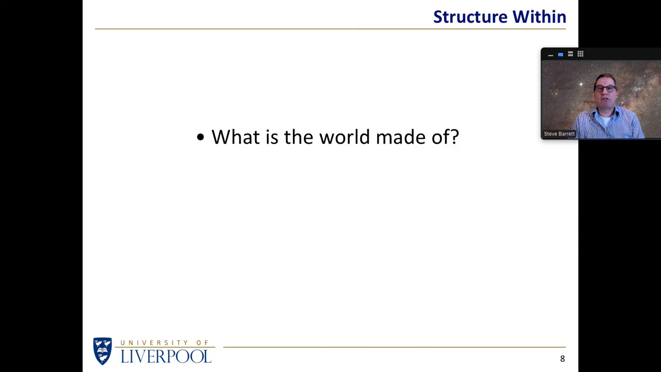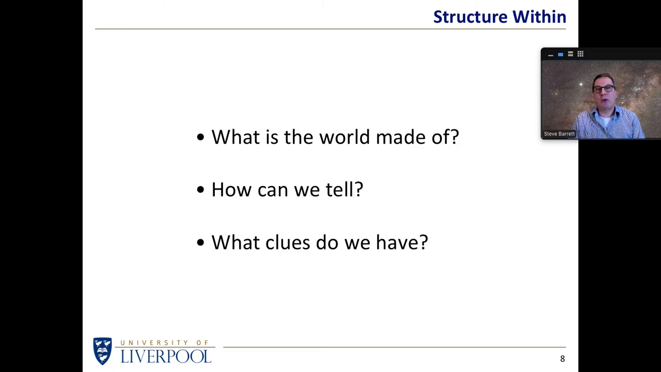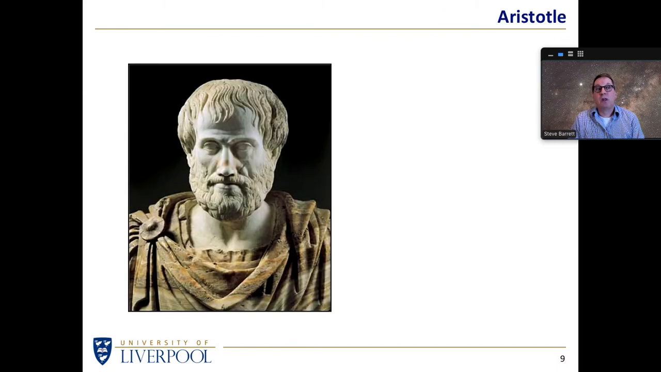So what about the structure within? What is the world actually made of? And how can we tell what the world is made of? What clues do we have that tell us what matter comprises? Well, if we go back a little way, Aristotle told us that everything is made of earth, air, fire and water. A very simple periodic table, and unfortunately a little too simplistic to explain all of the things that we see around us.